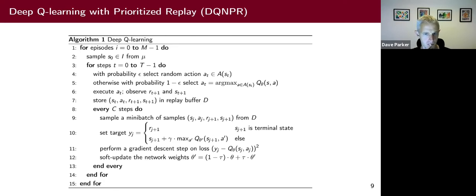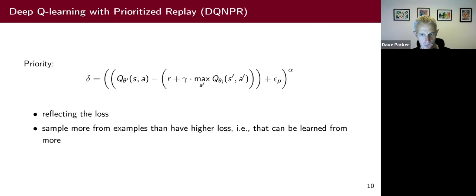One common improvement of the deep Q learning algorithm is the so-called prioritized replay. Here, for every generated sample, we compute a priority which reflects the loss for the current sample. When sampling from the replay buffer, we do not further sample uniformly, but according to the priorities. Thus, we sample more from examples with a higher loss, which means we sample more from such observations that can be learned from more. In the following, we will abbreviate deep Q learning with prioritized replay as DQNPR.